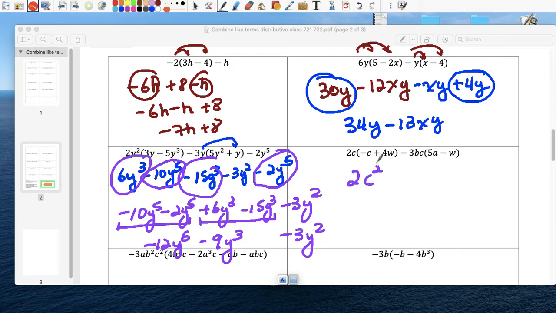2c squared plus 8cw, right, alphabetically. And then this is going to be a negative 15abc. And lastly, negative times negative is a positive, so we get 3bcw. The good thing about this problem is there are no like terms, so we don't have to combine anything, and we're done. That's the answer.